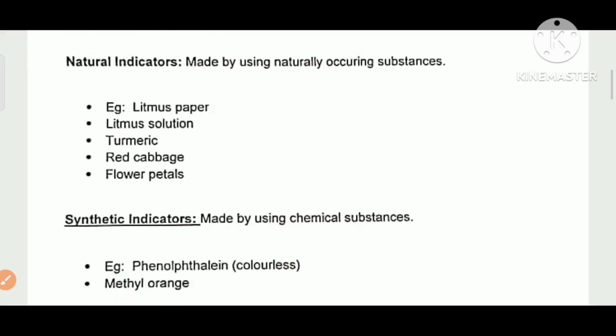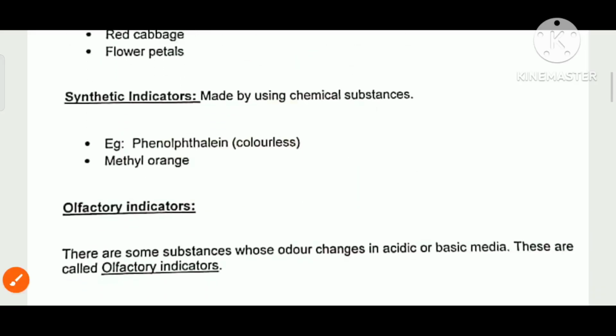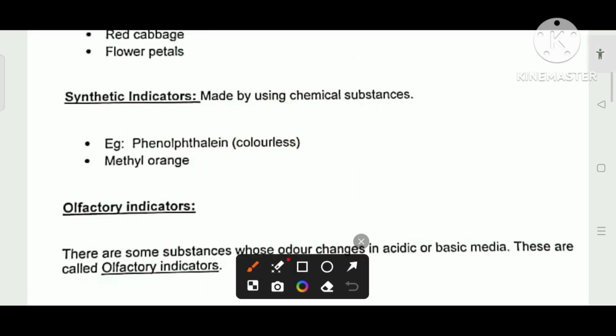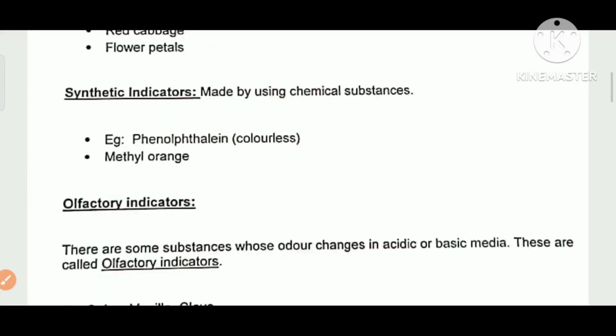One is litmus paper and the second one is litmus solution, turmeric, red cabbage, flower petals. These are the natural indicators. And now synthetic indicators; basically two indicators are there. One is phenolphthalein indicator, another one is methyl orange. Synthetic indicators are made by using chemical substances which we use in the laboratory. Got it? And now, which among the following is a natural indicator and a synthetic indicator? Such a question will come.